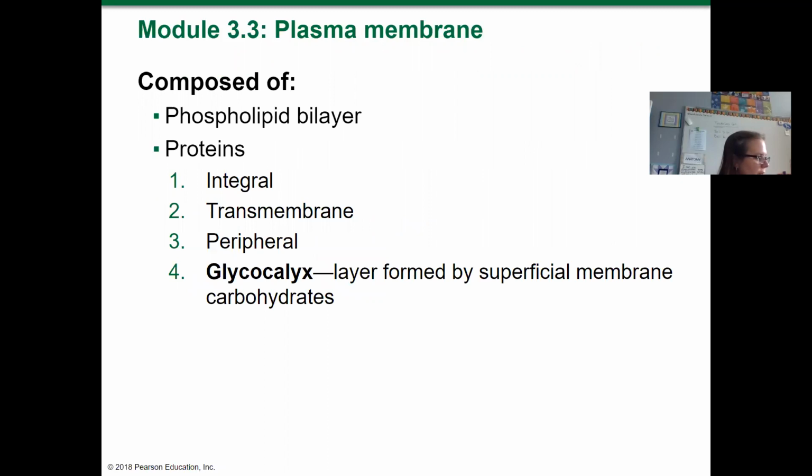Its composition, there's a nice picture on page 98, is of the phospholipid bilayer. It also has proteins, which can either be integral, transmembrane, peripheral, or the glycocalyx, which is a layer of superficial carbohydrates. And if you remember superficial from lab, you are on top of it.